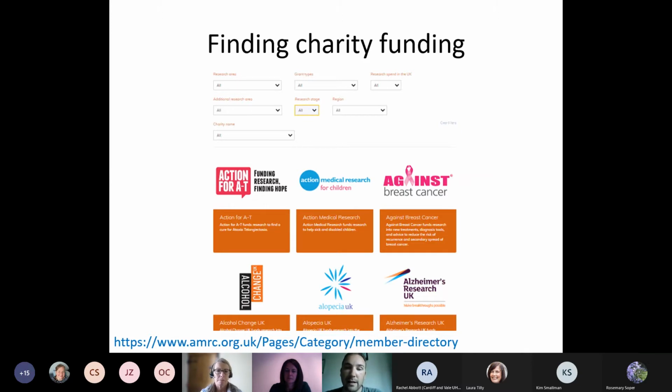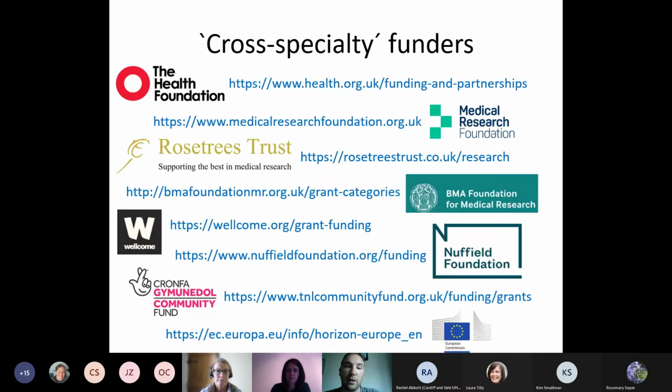And in addition to these more specialized funders, there's also a number of cross-specialty charity funders, such as the Health Foundation, Medical Research Foundation, Rosetrees Trust, BMA Foundation, Wellcome. They all fund, and because they are some of the bigger organizations, they continue to fund medical research across disciplines, across specialties, despite COVID. So some of them haven't suffered as much as the smaller charities.